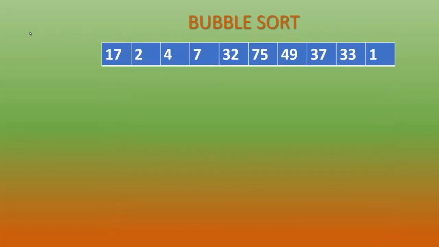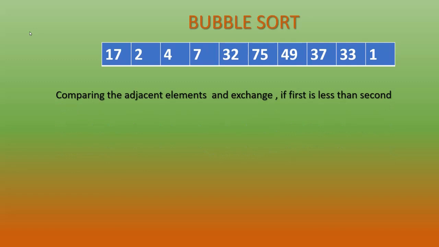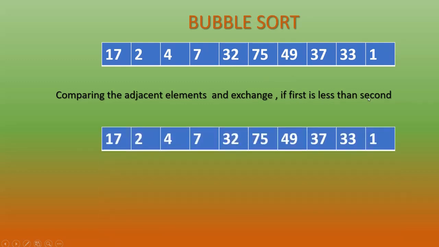See, this is one array, one list, which consists of 10 elements. Now, I am going to compare 17 and 2. You have to compare the adjacent elements. If the first element is greater than the second, then only the exchange takes place. Here, I am going to compare 17 and 2.